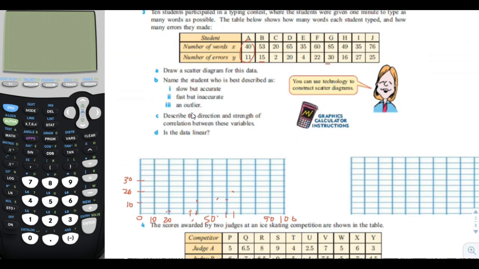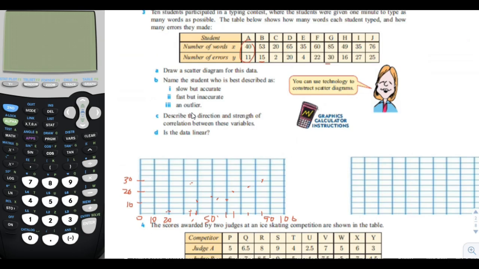60, 22. 85, 30. So 30 is way up here. And 49, 16. And 35, 27. And 76, 25. Okay.